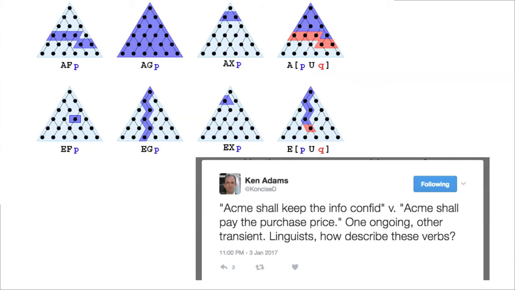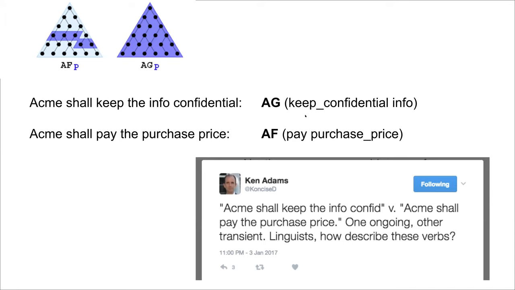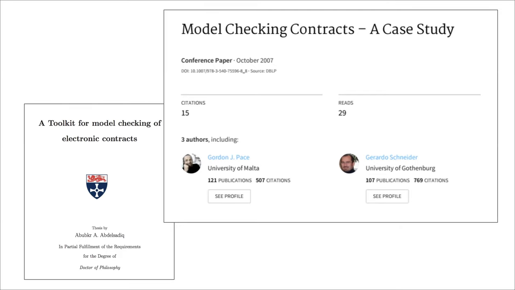And these are exactly the tools we need to answer the original question, right? So the question is, Acme shall keep the information confidential forever versus at some point in the future, Acme shall pay the purchase price, right? And so the answer, I'll just give you the answer, is AG, right? Acme shall always keep the information confidential, looks like this. And Acme shall pay the purchase price eventually, but only pay it once, looks like AF. Does that make sense? So you can apply this kind of thinking to contracts in law.